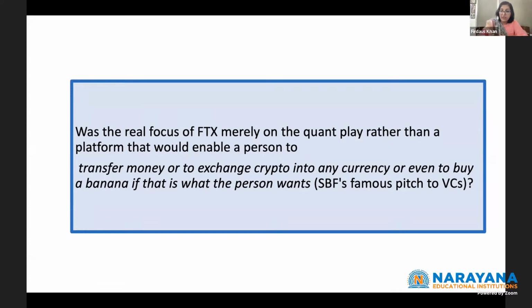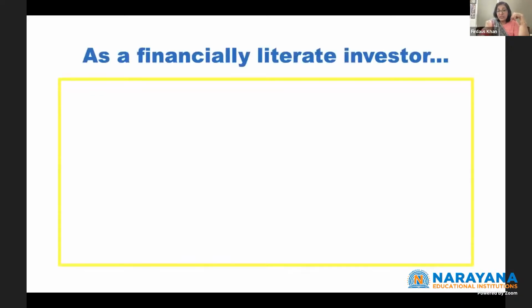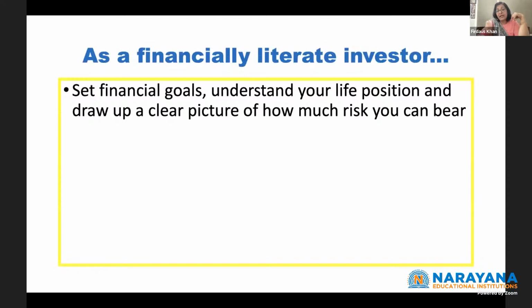So he was a quant trader, stayed a quant trader, no processes in place, all about some coding on computer screens. So therefore, to wrap up, financial literacy has to be there when you are looking at investing. As a financially literate person, I need to understand and set up a financial goal. I should understand what my life position is, how much I am earning, will it increase, how many responsibilities I have.